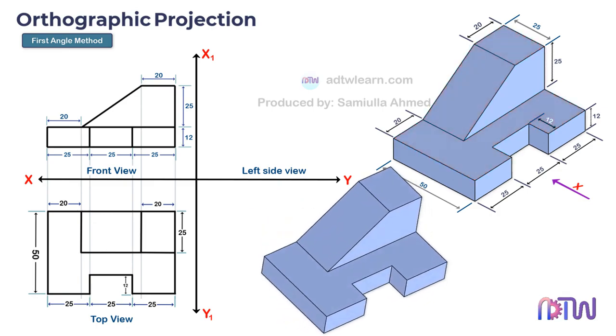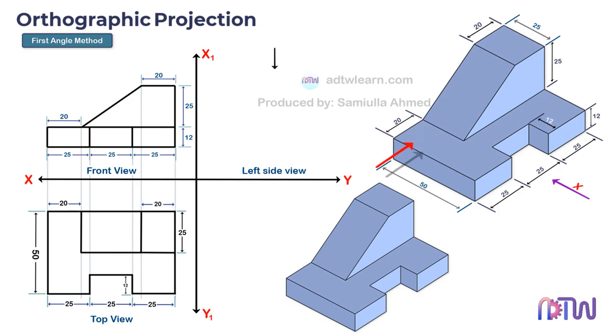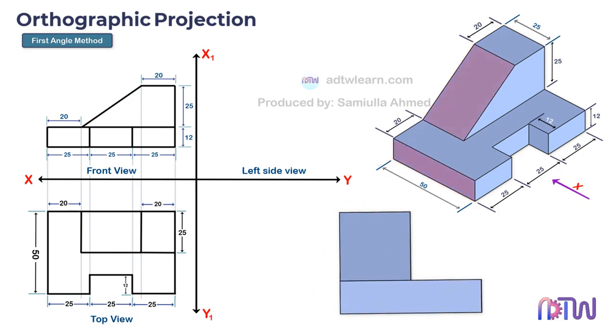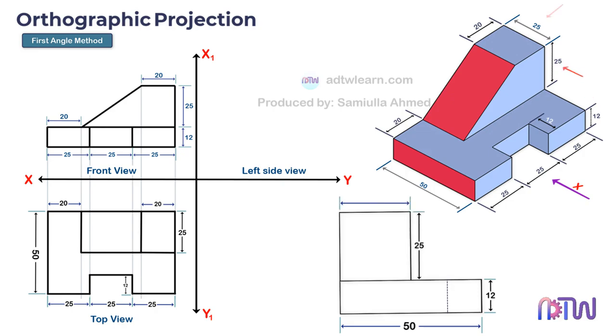At last, we need to draw the left side view of the object here. When we see the object from the left side, this is how it will look. We know this length is 50 millimeters, and we can see this height is 12 millimeters. Next, this height is given as 25 millimeters, and this width is 25 millimeters. We got all the required dimensions for the side view.